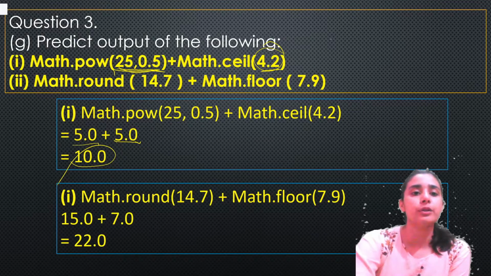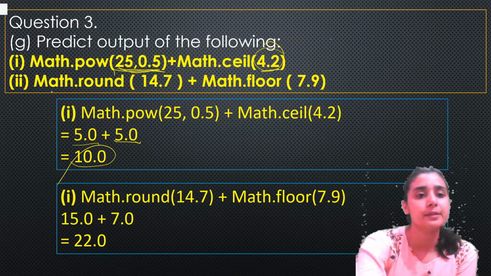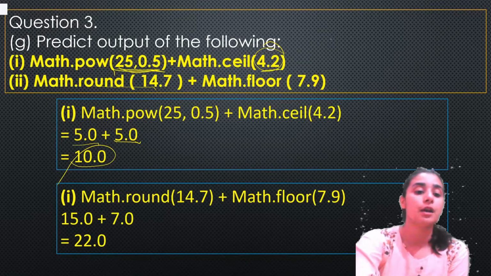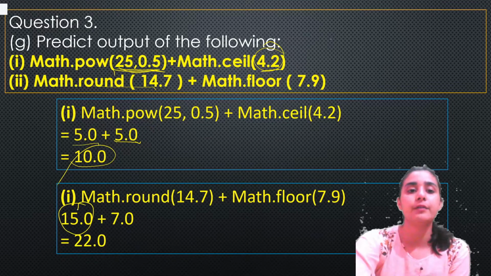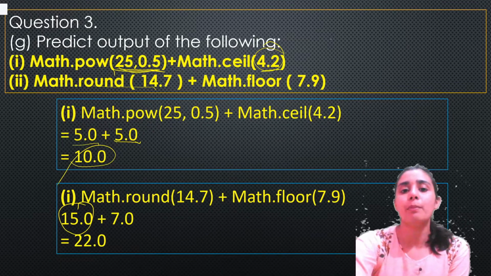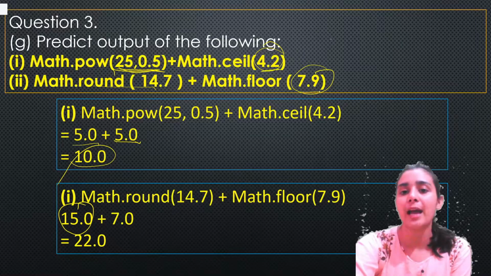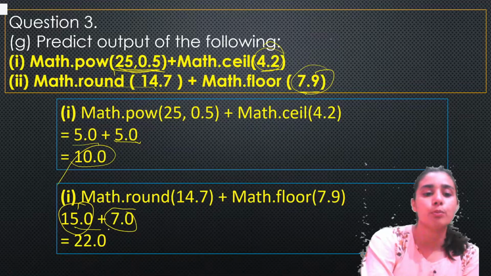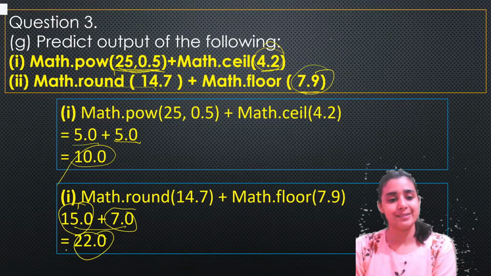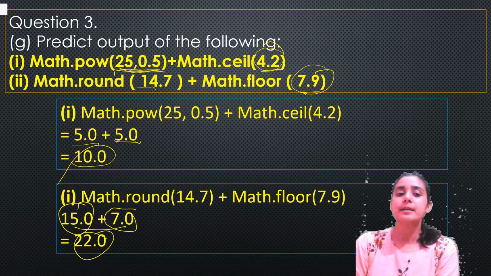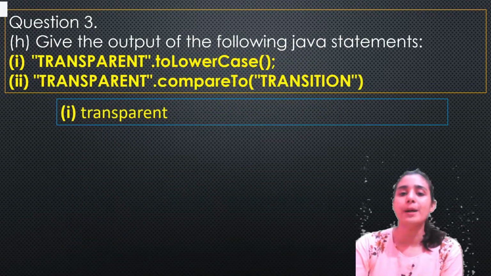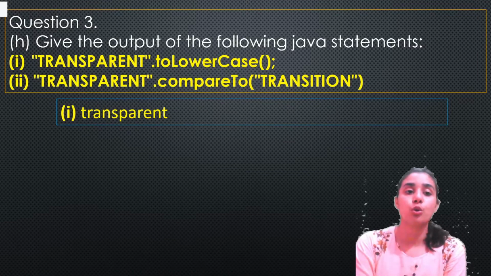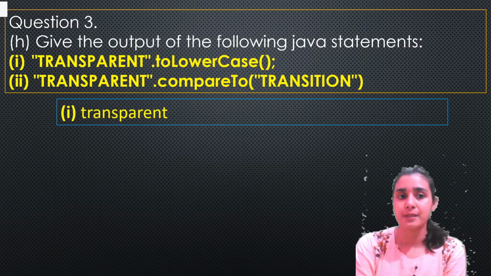Moving to the next one. Here we have to find a round off. Round off for 14.7 is 15 only, because it gives us a value in integer. Then Math.floor, so we have to tell the down value. 7.9's down value is 7. So we add both and find our answer here, that will be 22.0. This is so much simple. Moving to the next, question number 3's H part. Give the output of the following Java statement.